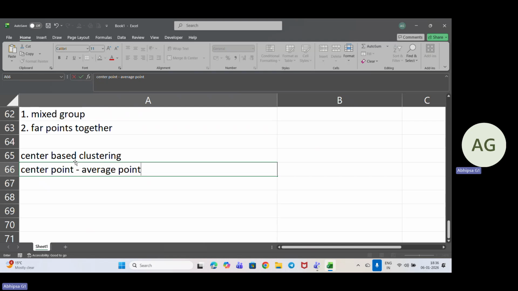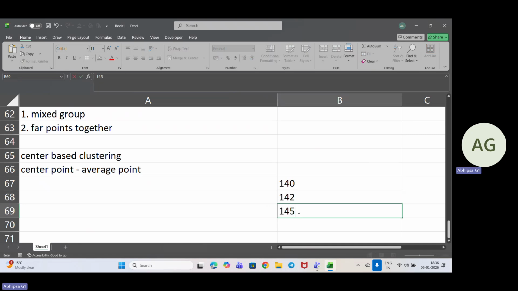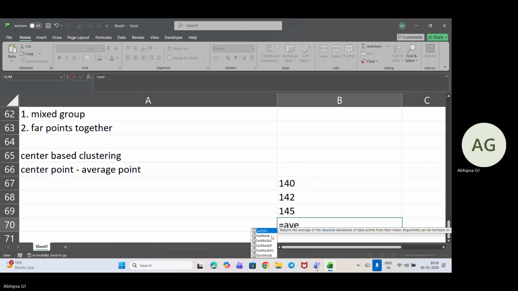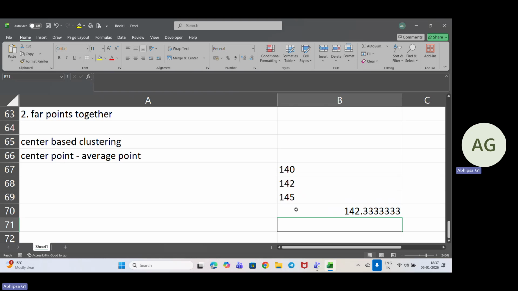Now let's take an example. Suppose we take the heights of three students as 140, 142, and 145. Now we have to find the average of it. My average is 142.33, so we'll take 142. So the middle average is around 142, and 142 becomes the center of this group. Any number that is close to this will be considered inside the same group. Hopefully you have understood it.